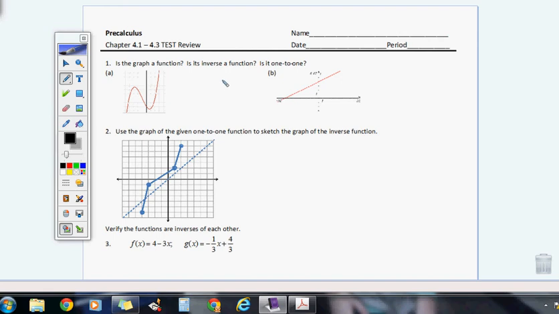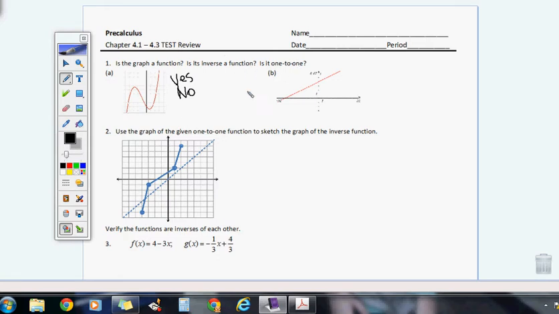For 1 through 4.3 review, is this graph a function? That's the first question. It passes the vertical line test, so we would say absolutely yes, it's a function. Is its inverse a function? That means, does it pass the horizontal line test? And it does not, so we're going to say no to that.